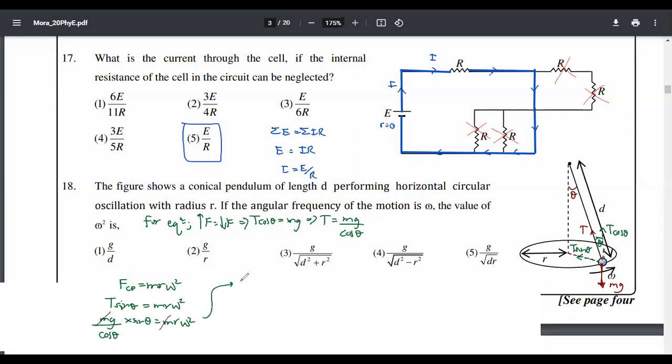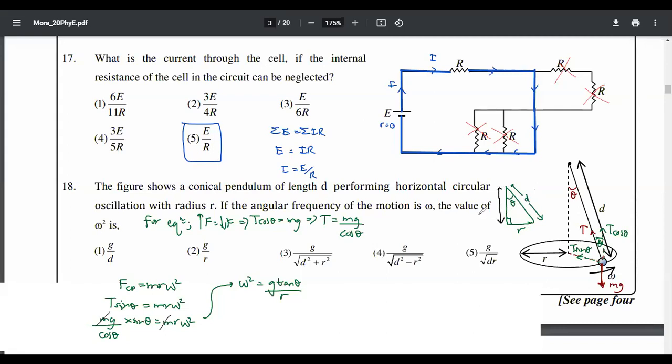Right. Finally, you will arrive at an equation for omega square. What is the value, people? Omega square is equal to g sine theta over r cos theta. What is it? Tan theta, right? So g tan theta over r. What is tan theta, people? I have a triangle like this. This is theta, this is hypotenuse, this is R, and this length is D. So I need this length. What is this length?